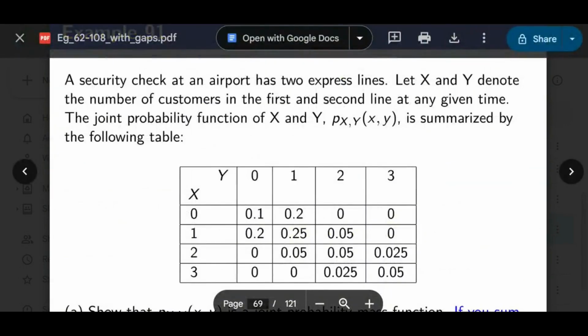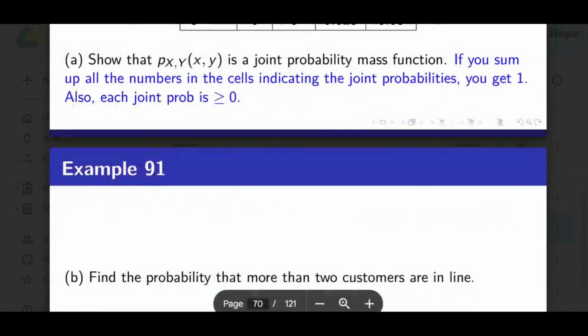Okay, so X is the number of customers in line 1, Y is the number of customers in line 2. So if you want to know that there are more than 2 customers in line, can someone give me a phrase in terms of X and Y? What are we looking for? Anyone want to try? There are 2 queues, okay? X is the number of people waiting in one queue. Y is the number of people waiting in another queue. If I say find the probability that there are more than 2 customers in line, what am I saying? Can you give this to me as a statement in terms of X and Y?